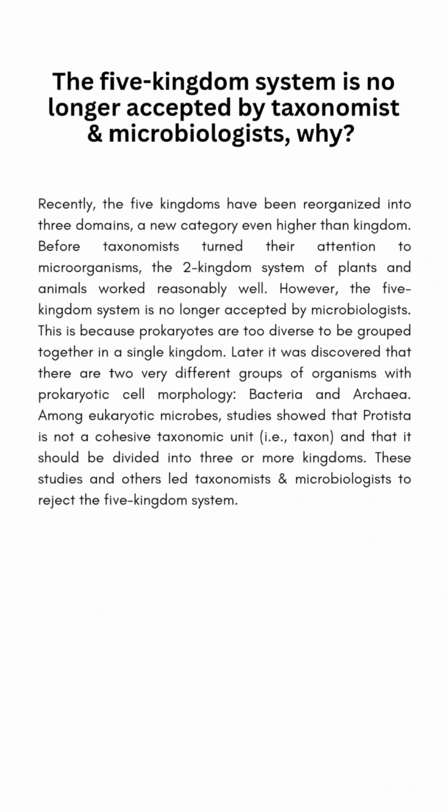This is because the prokaryotes are too diverse to be grouped together in a single kingdom. Later, it was discovered that there were two different groups of organisms with prokaryotic cell morphology, bacteria and archaea. Among eukaryotic microbes, studies showed that Protista is not a cohesive taxonomic unit and should be divided into three or more kingdoms. These studies and others led taxonomists and microbiologists to reject the five kingdom classification.